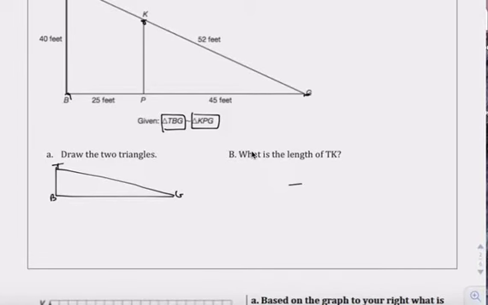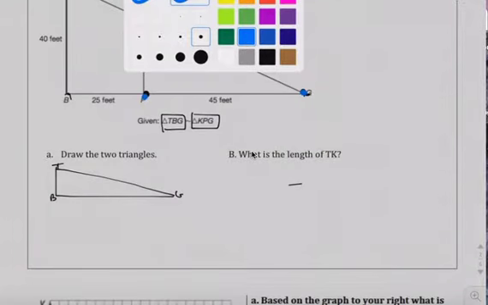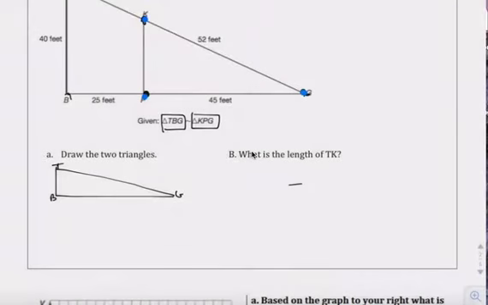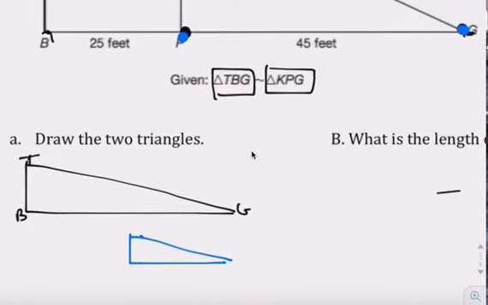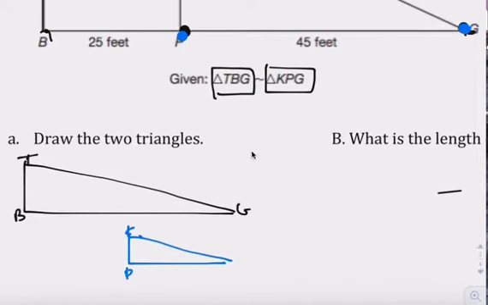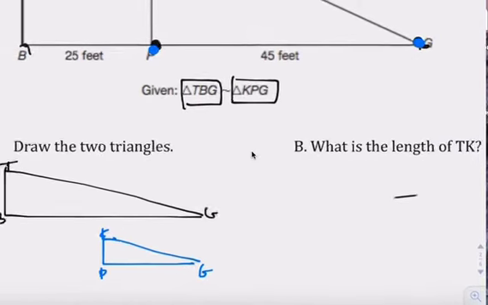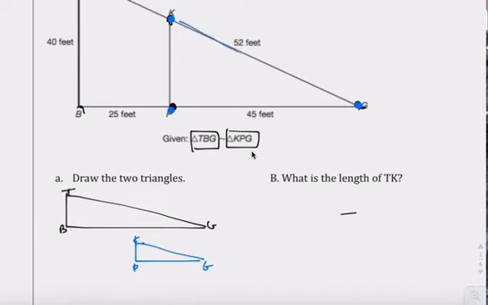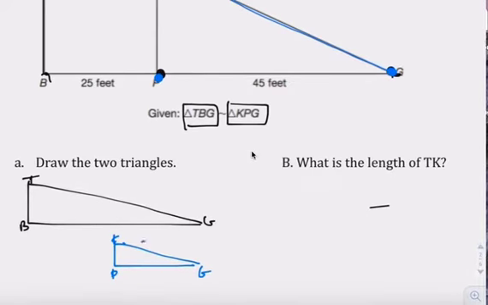K, P, G. Let me change the color so you can see that triangle. K, P, G. Okay? So it's the smaller one. Keep it blue. Let's look at the smaller K, P, G. What do we know? We know this side, that's 52. We know this side, that's 45.